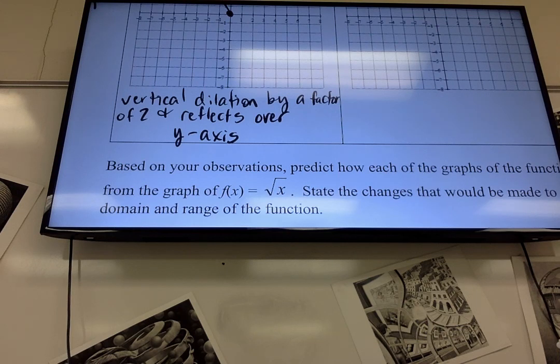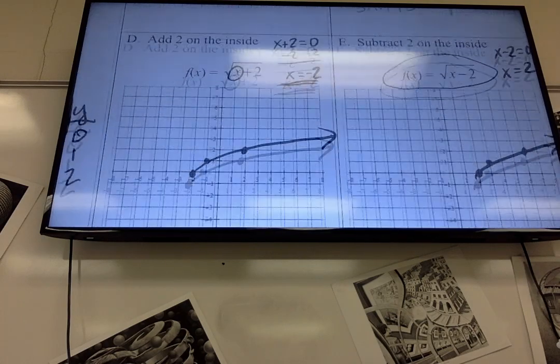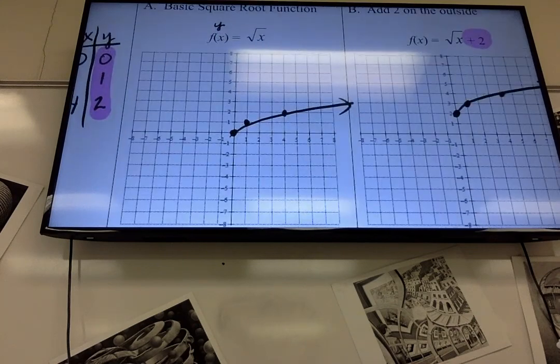Okay, so what I'm going to do is I'm going to go back and I'm going to review what these transformations are, because that's what we're trying to get from this lesson. And we're doing it in an exploratory way, which may be different for you. It's just in a way that we're trying to figure it out on our own. So there's your basic square root function.